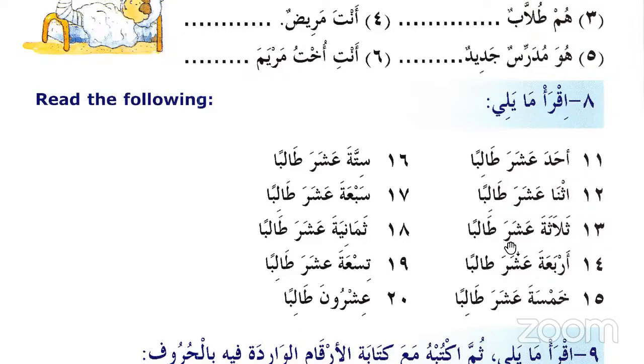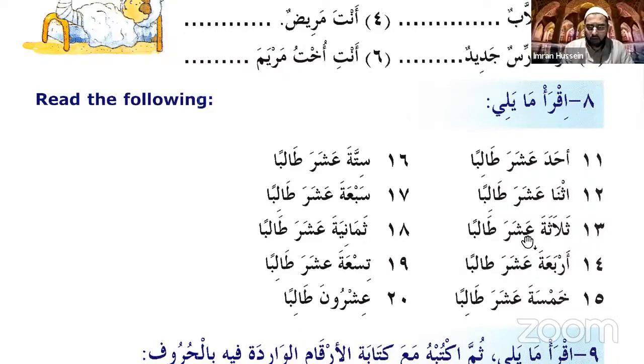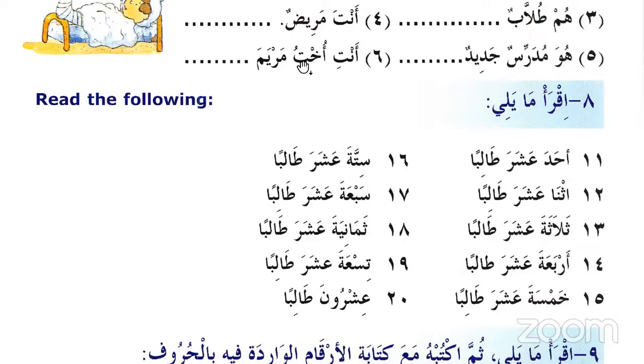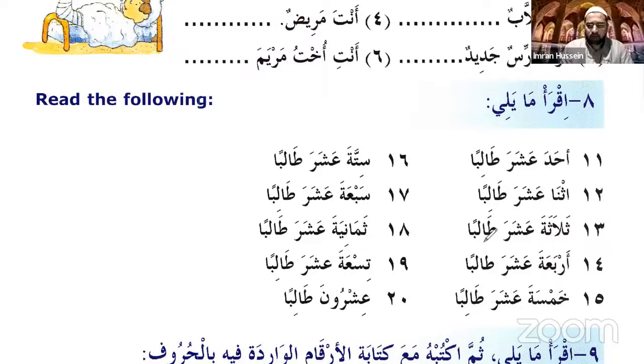But for numbers from 13 to 19, the units itself will be of the opposite gender to the ma'dud. ثلاثة عشر طالبا. أربعة عشر طالبا. So the ashar itself matches with that, but the unit itself will be of the opposite gender.